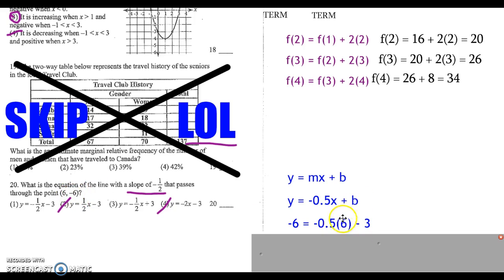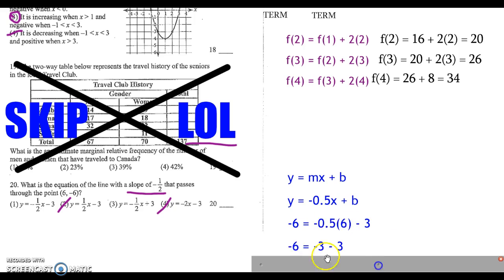And this is my x value from the point. Multiplying these two together, I get -3. And it says -6 equals -3 minus 3. Well, according to my knowledge, that is correct. So the correct answer is choice 1. If we had used choice 3, we would have gotten -0.5 times 6 plus 3. That would have been -3 plus 3, and that would have given us 0. -6 is not equal to 0. So that's your correct answer.